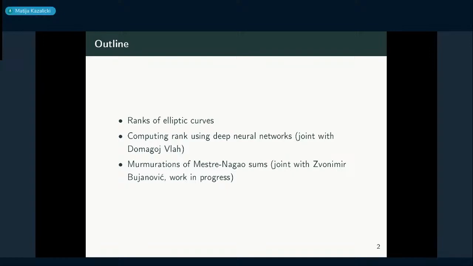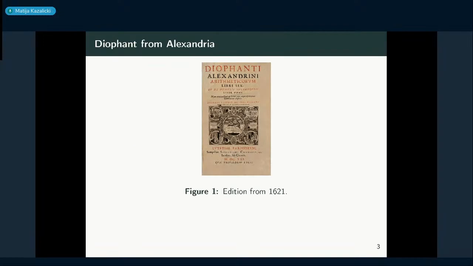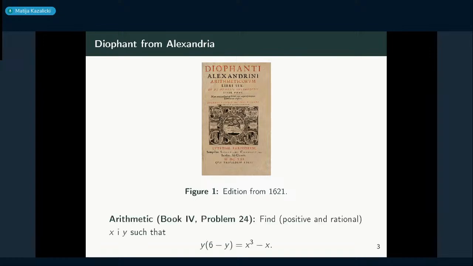Okay, so to start with the introduction to elliptic curves, I'll go back to the 3rd century, to Diophantus from Alexandria. In his famous book Arithmetica, he mentioned one problem, which in modern language we could express as solving the equation y(6 - y) = x^3 - x. He wanted to find a solution in positive rational numbers.